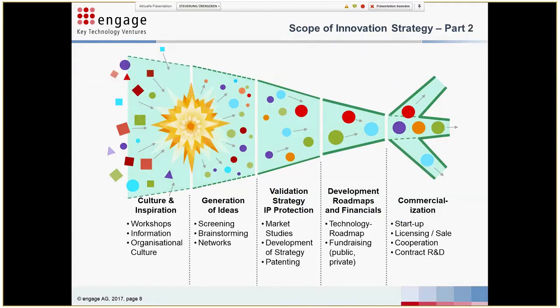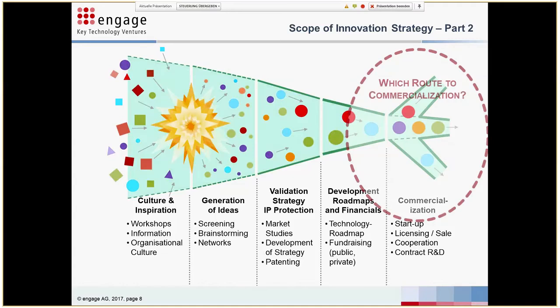So this brings us to the topics Svetlana already mentioned we want to discuss today. We want to go deeper into the question of which way to commercialize your innovation. What are the factors influencing the decision whether you want to create a startup or whether you just want to license or make an R&D contract? There are different things you should think about and which contribute to this decision.